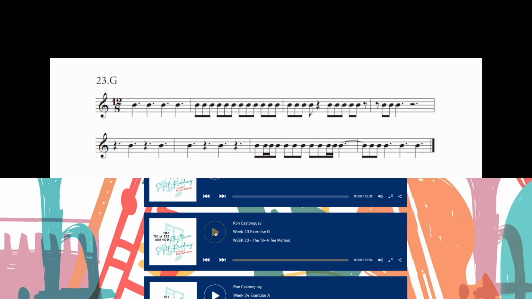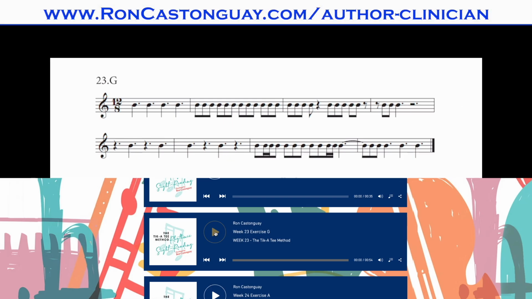Here we are back at my website, and we are all queued up for exercise 23G. You know what your 3 options are, so make a decision because I'm not going to waste any time. I'm going to press play on exercise 23G right now.